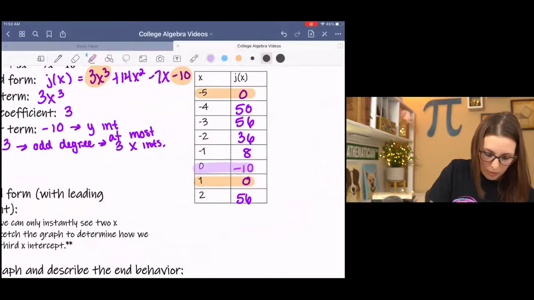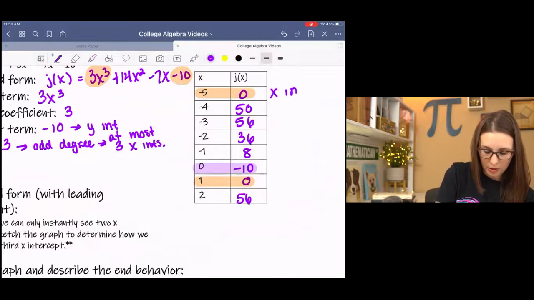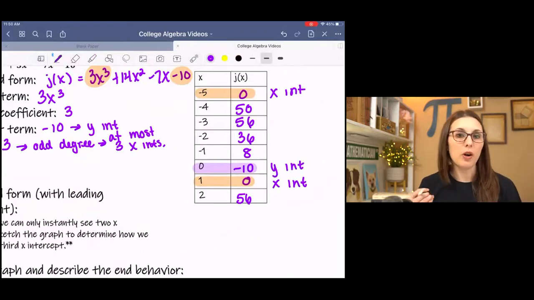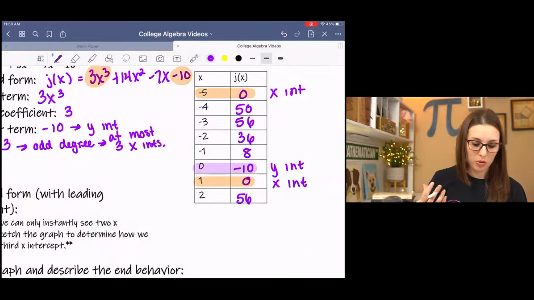The y-intercept. I'm going to label these. This is an x-intercept, this is an x-intercept, and this is a y-intercept. Remember, for an x-intercept, the y value is 0, and so that's how I knew that they were important.